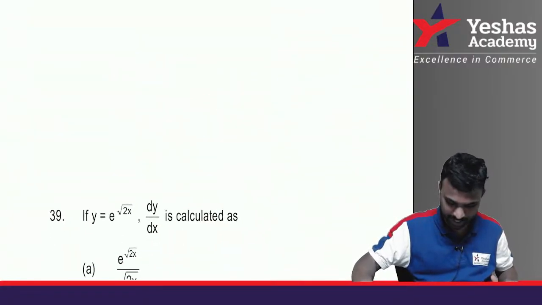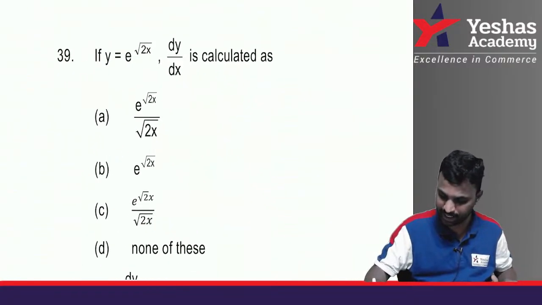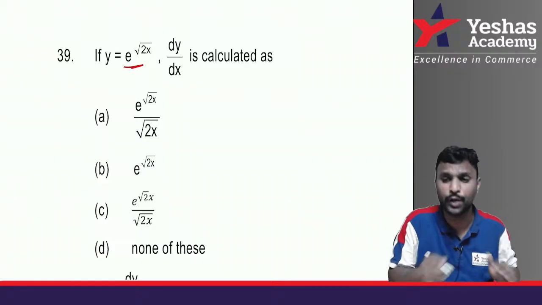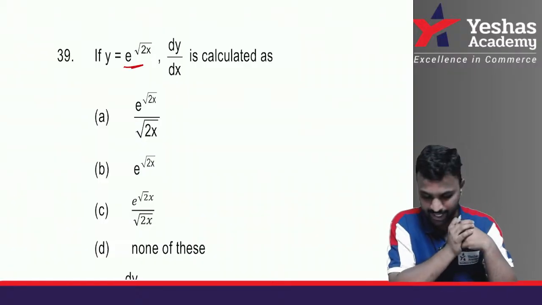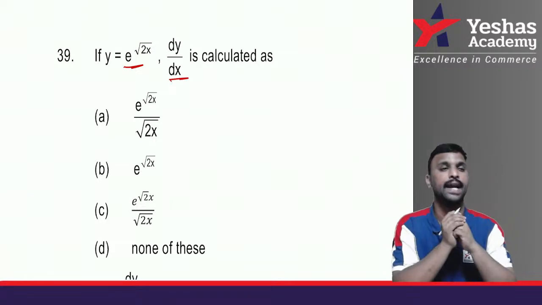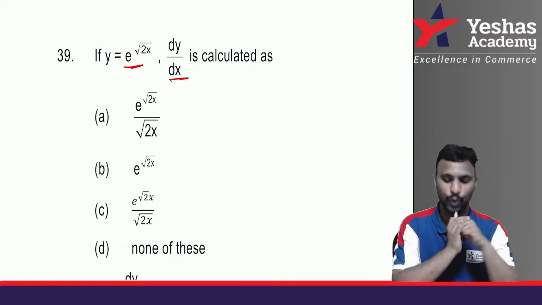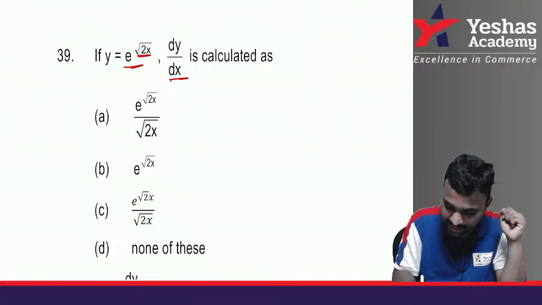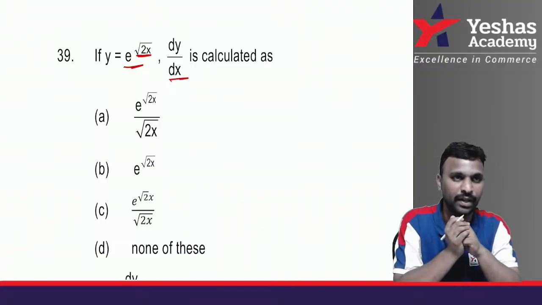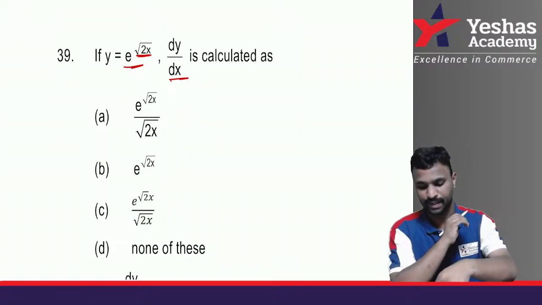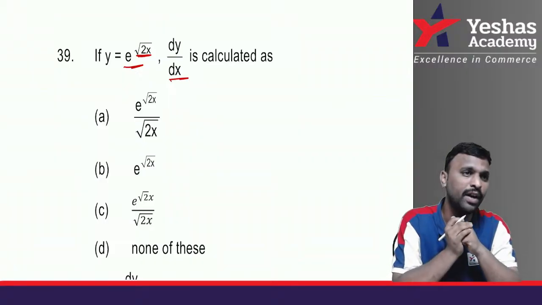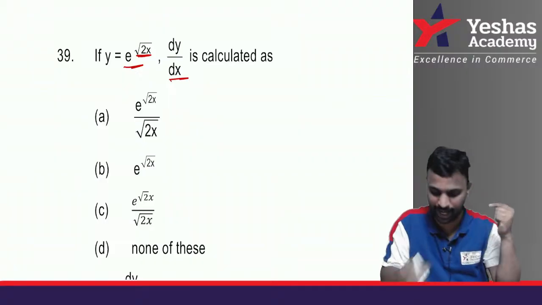Guys, moving on to the next question, question number 39. What is it? Y is equal to e power root 2x. What is dy by dx? They're asking us to calculate. Guys, you can underline whatever is in the power as x, because you can treat that as x. This looks like e power x.